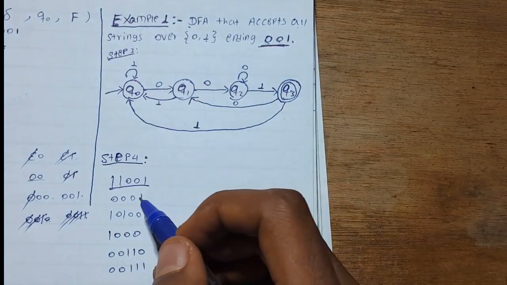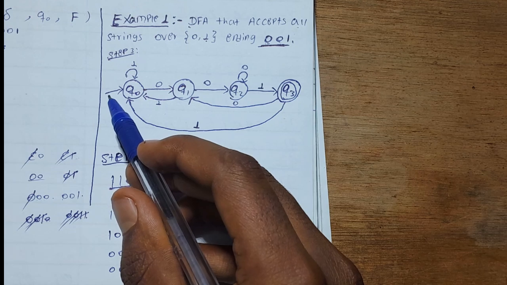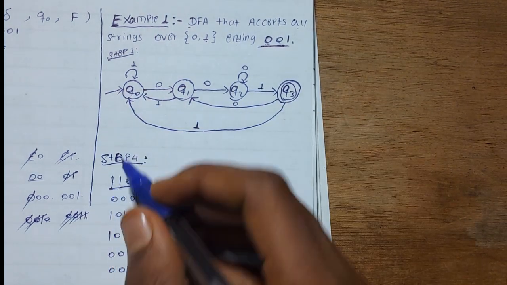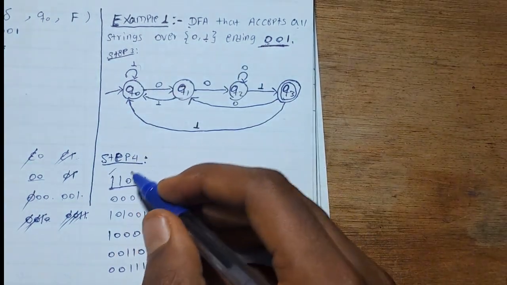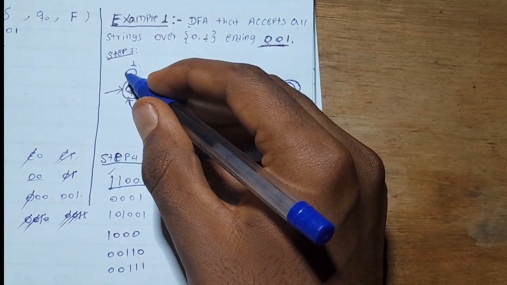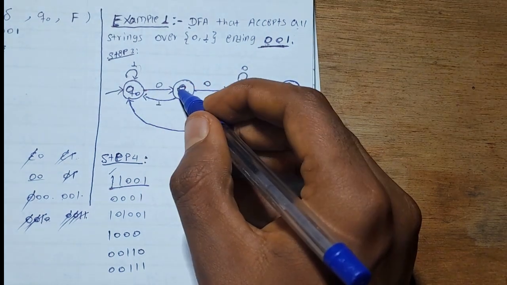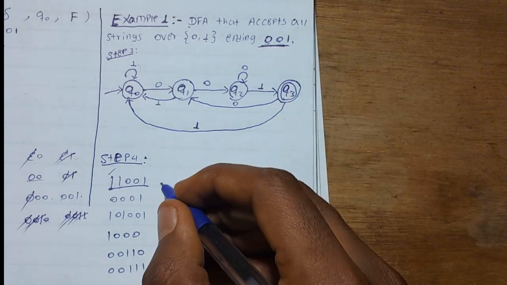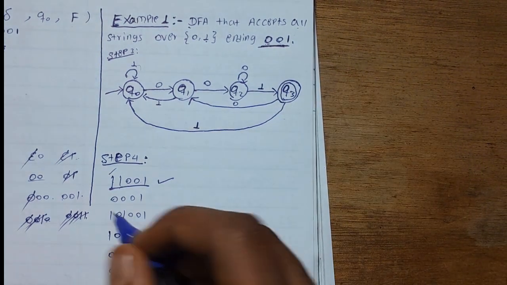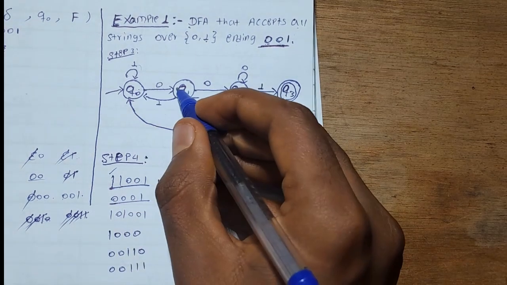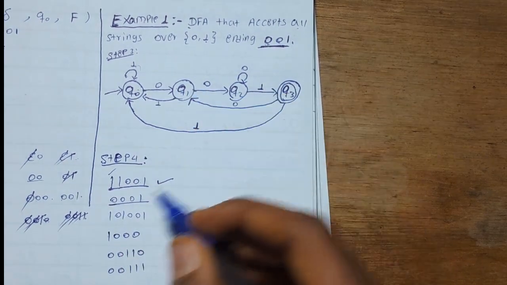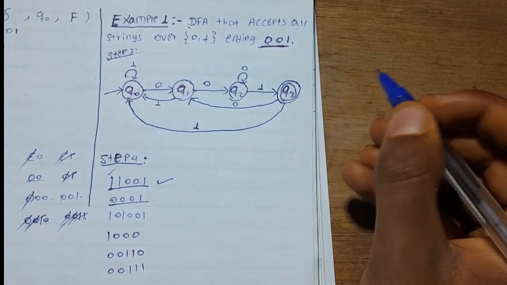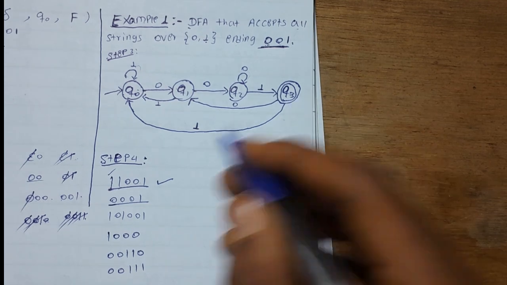For a string to be accepted, first it must start from the initial state and end in the final state, right? So let's check 1 here, and another 1. We'll repeat the step. 0 0, and when getting the input 1, it reaches the final state. So this will be accepted. And let's check 0 here, another 0 here, another 0 here, and 1 goes to Q3. So it started from the initial and ended in the final, so this will be accepted.